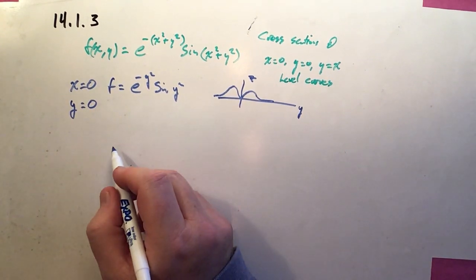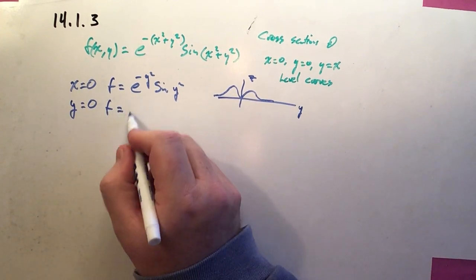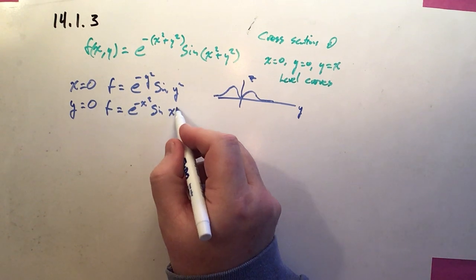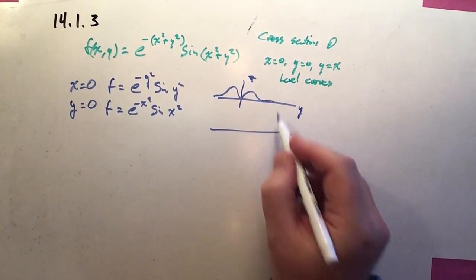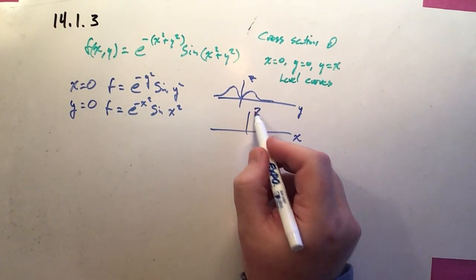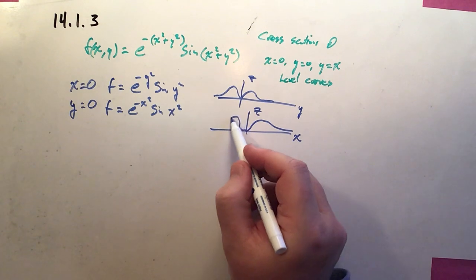So when y equals 0, we're on the x-axis, and it'll just be the reverse. It'll be e to the minus x squared sine of x squared. So once again, other than the axis switching, it looks exactly the same. So this guy's fully symmetric, so it'll kind of look like this and this.